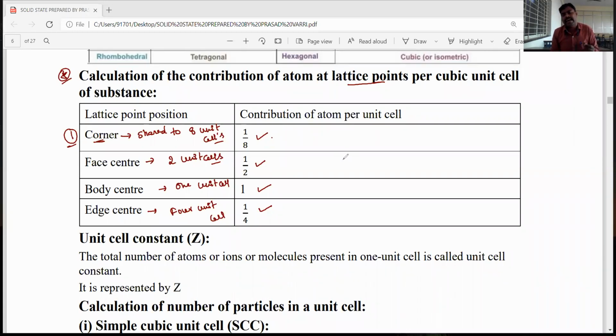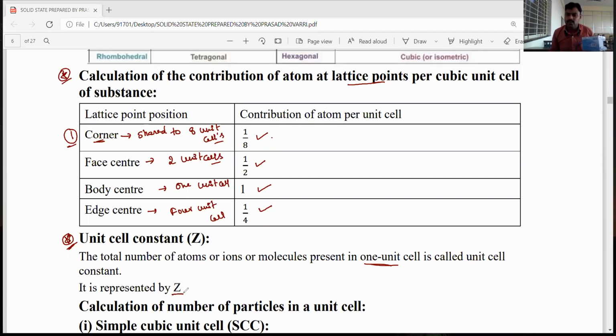Based on this data only, we can very easily calculate the unit cell constant. What is the unit cell constant? Let's see the definition, dear students. The unit cell constant is the total number of atoms or particles or ions or molecules present in one unit cell. So for example, this is one unit cell. In that one unit cell, how many atoms or particles or molecules are present, that is known as the unit cell constant. It is represented by Z.